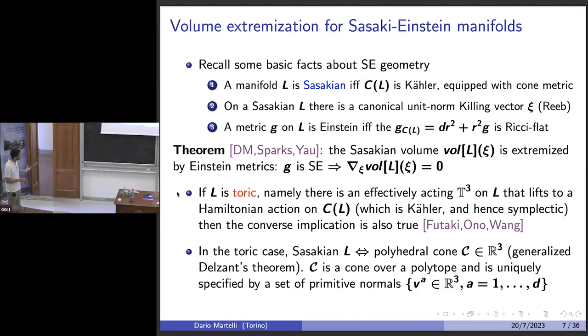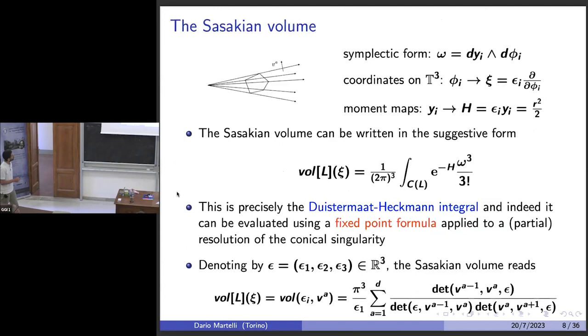The geometry of the Sasakian is entirely encoded in an object which lives just in R3, which is a polyhedral cone, thanks to a generalization of the classic Delzant theorem. So this C is a cone over a compact convex polytope, which is uniquely specified by a set of primitive normals. So here is a picture of the object. And here are some ingredients that we need in the construction. We have a symplectic form on the cone. So this is a non-compact Kähler cone. And then there are natural Darboux coordinates.